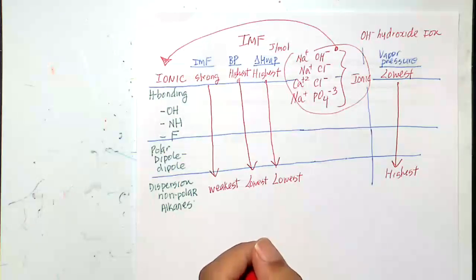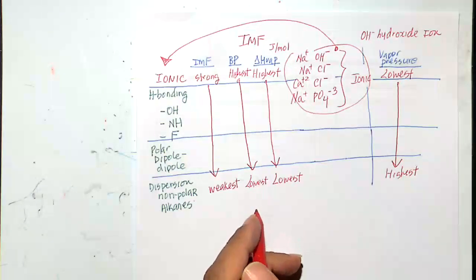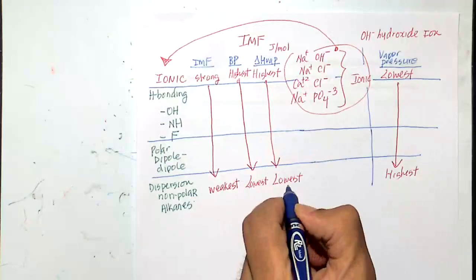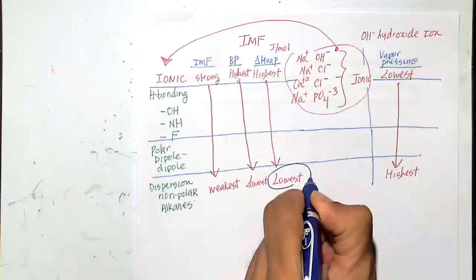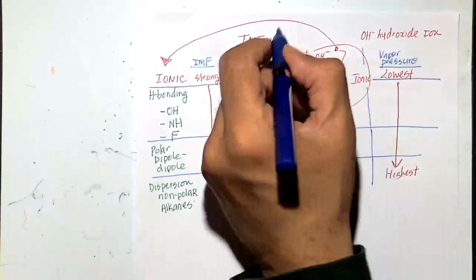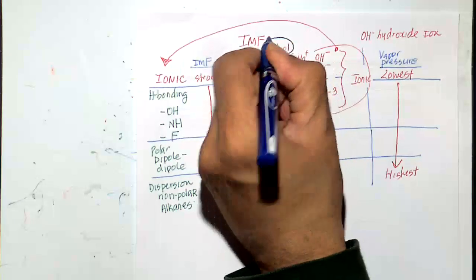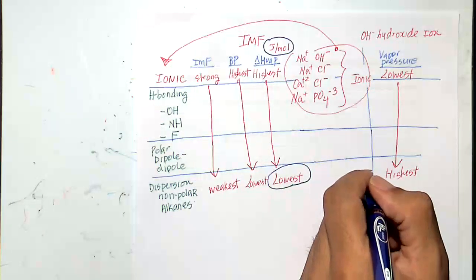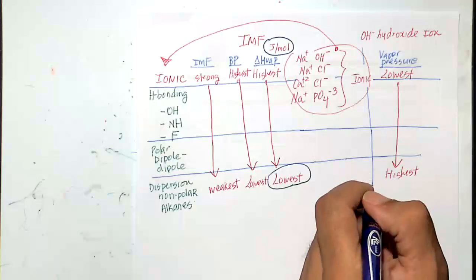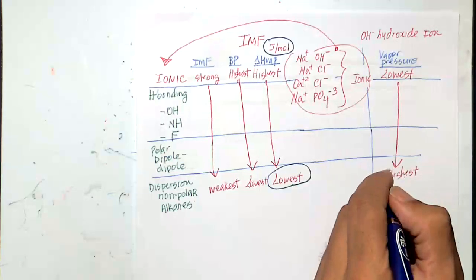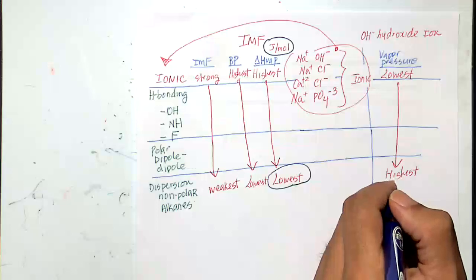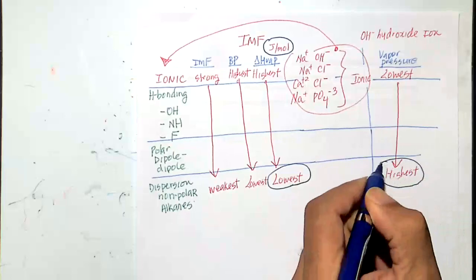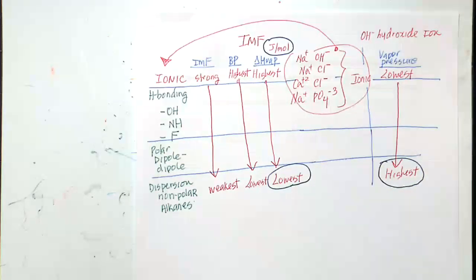So molecules held by dispersion would have the highest or lowest delta H vaporization? Dispersion would have the lowest delta H vaporization. It takes very little energy, very little joules, to vaporize 1 mole. And what type of vapor pressure would it have? High or low? Dispersion would have the highest vapor pressure, right? Does this make sense?